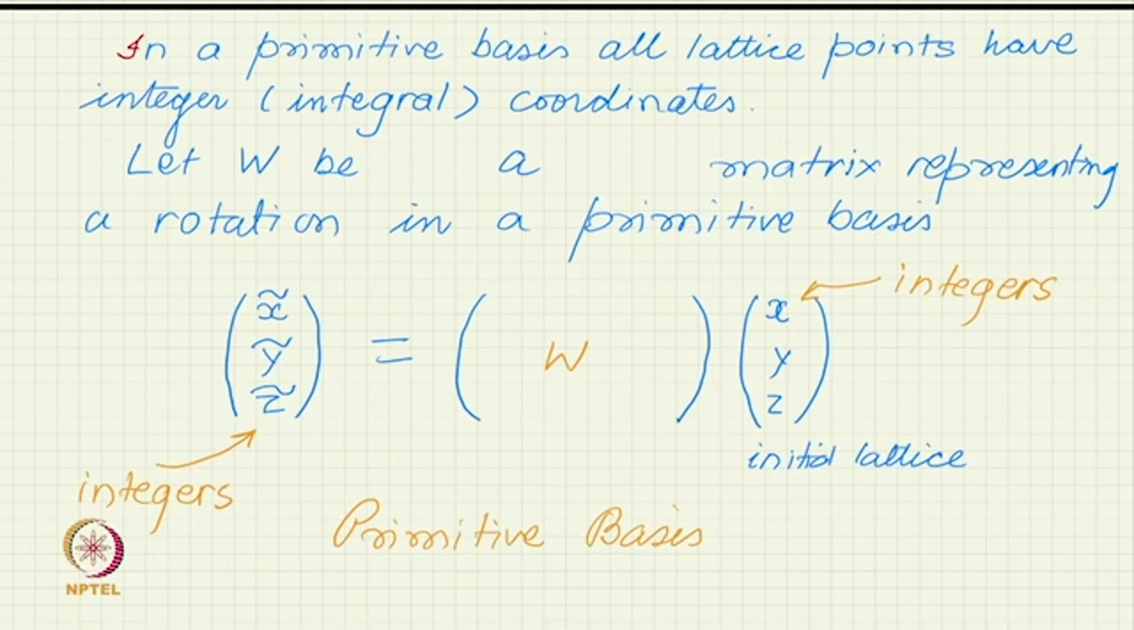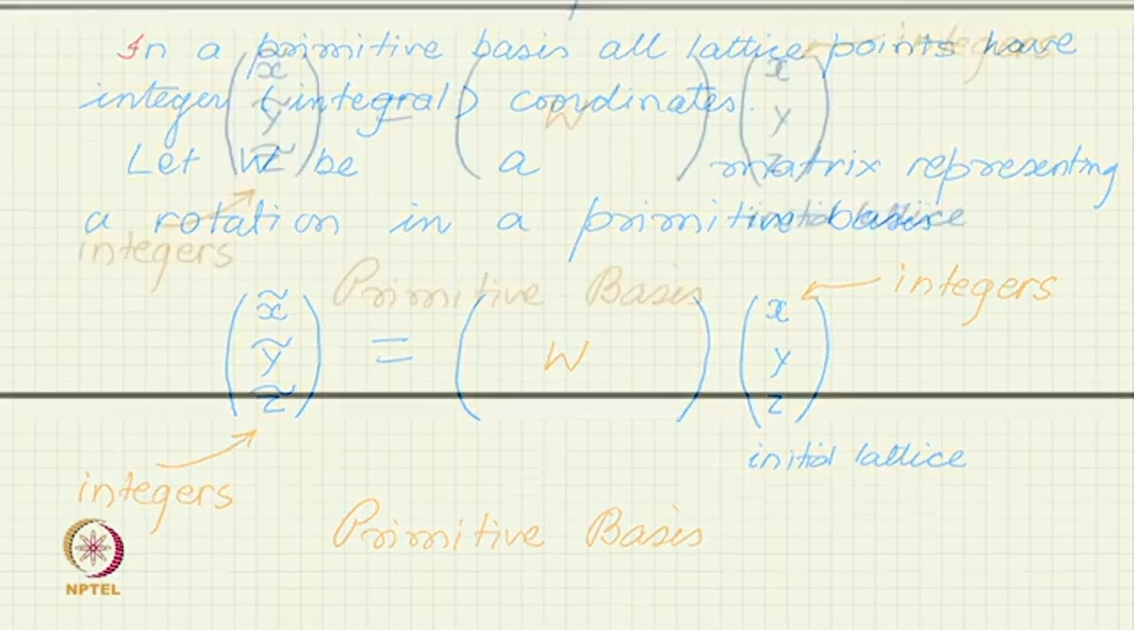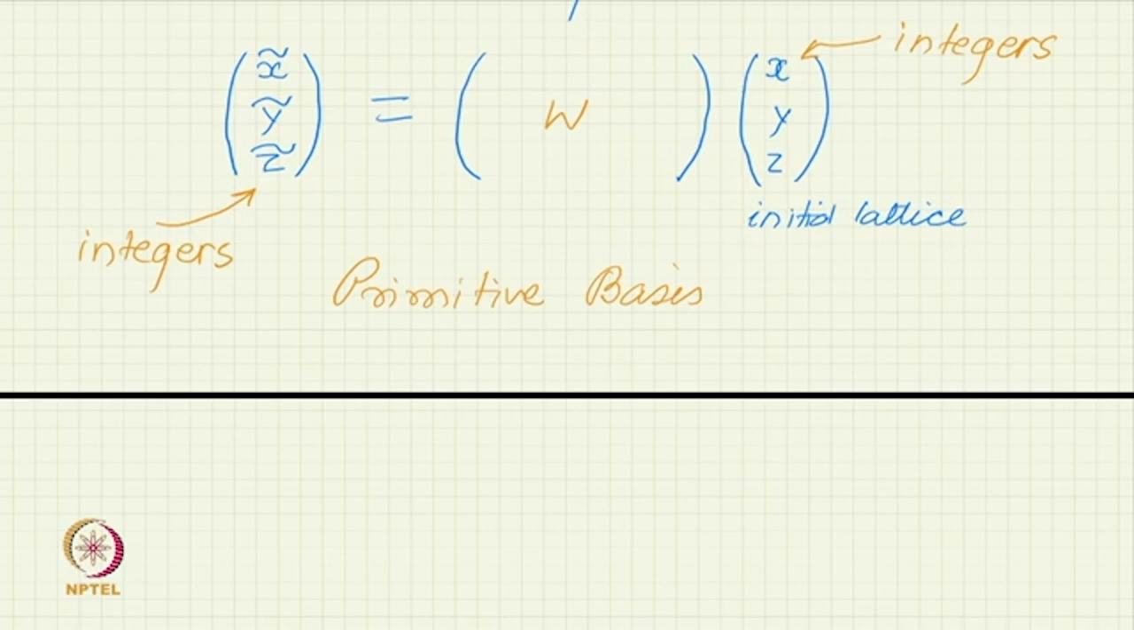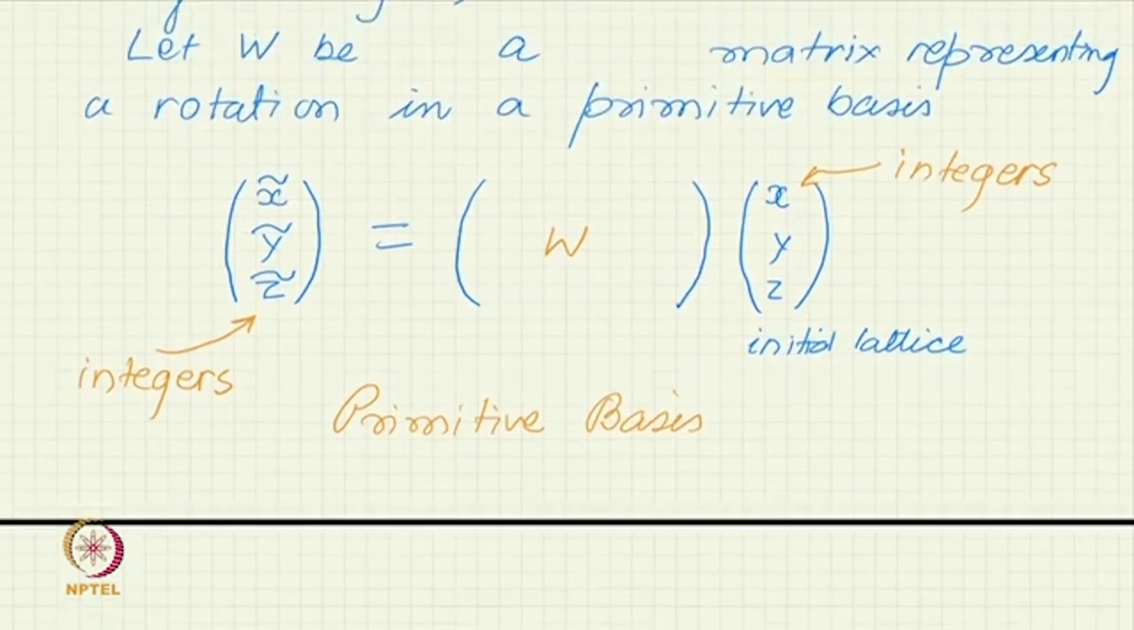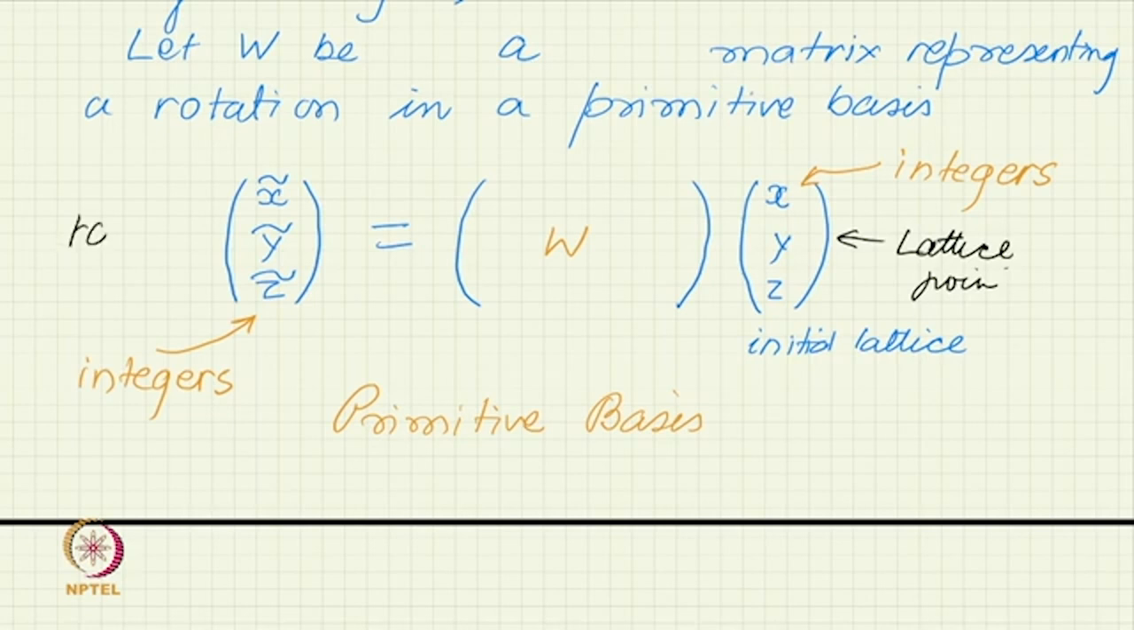Now, if you have a matrix which on multiplication gives you from an integer column vector to another integer column vector always, what will be the form of W? So, let us do it one by one. Any symmetry rotation, because it takes a lattice point to another lattice point. So, this is also a lattice, that is why they are integers. This is a lattice point, this is a lattice point, and this is a transformed lattice point, a rotated lattice point. And this is the symmetry rotation.